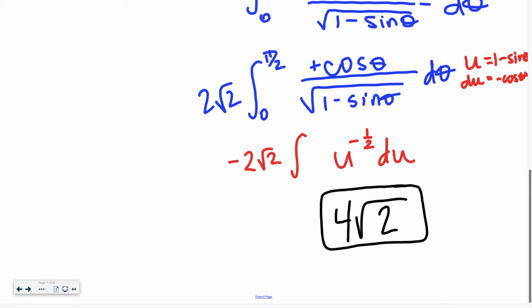I'll let you work through the rest of that, because some of us prefer different methods. From here, see if you can get to that 4 radical 2.